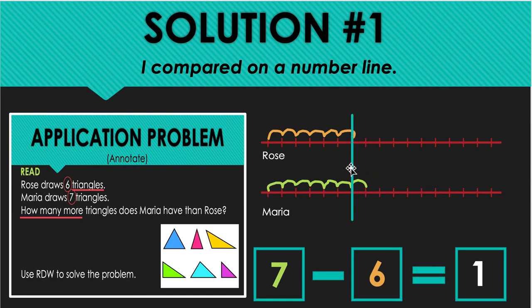Then I drew a line to help me see the difference between what Maria and Rose had in terms of triangles. I looked at both number lines and saw that Maria had one more jump than Rose. So that means that Maria also had one more triangle than Rose. My number sentence was 7 minus 6 equals 1. Remember, when we subtract, we use the larger number first. In this case, it was 7 for Maria.